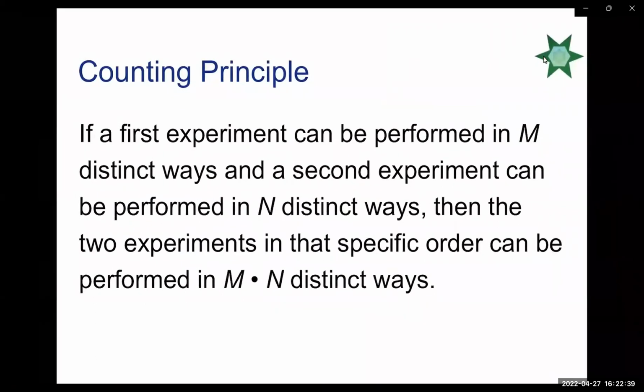It says here, if a first experiment can be performed in m distinct ways, and a second experiment can be performed in n distinct ways, then the two experiments in that specific order can be performed in m times n distinct ways. So let me give you an example.